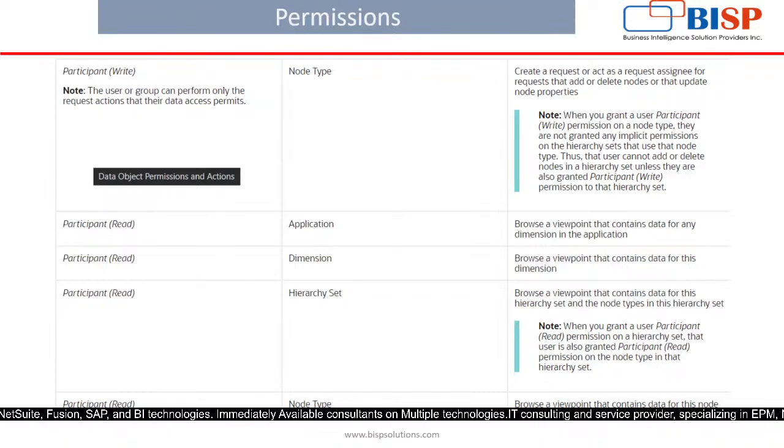And when you grant a user participant read permission on a hierarchy set, that user is also granted permission, which is again obvious. Then in the node type, he can browse a viewpoint that contains data for the node type in a list only.